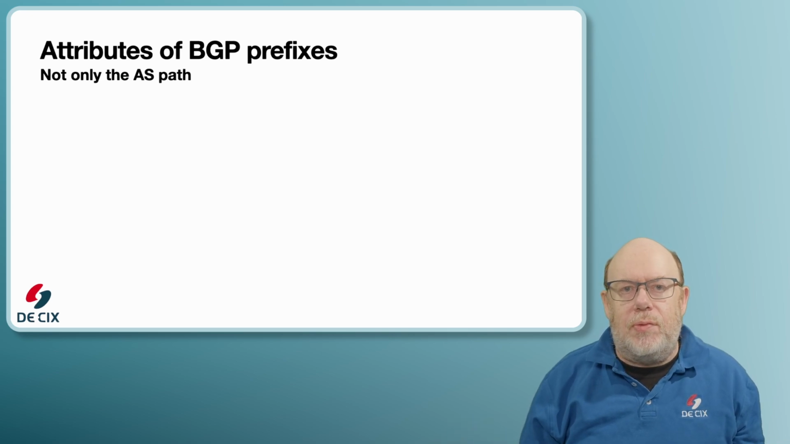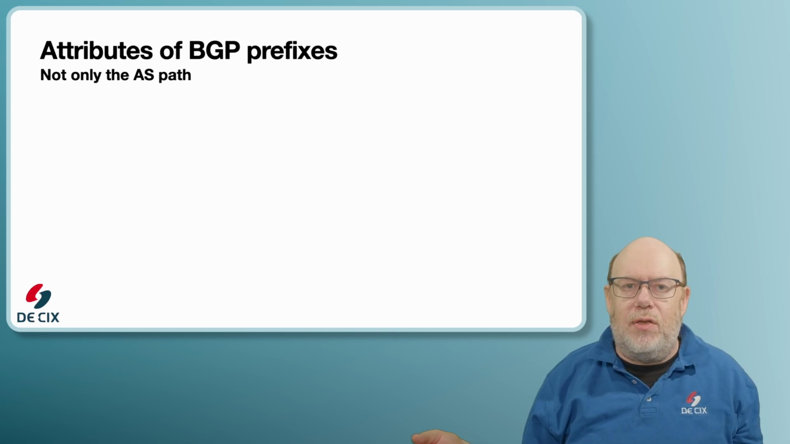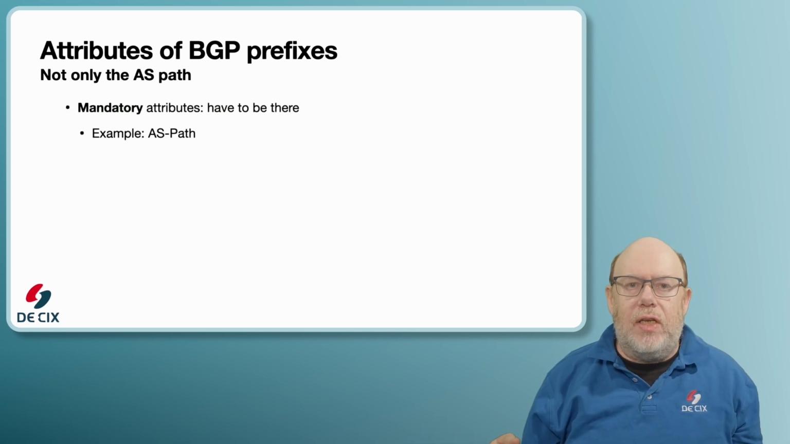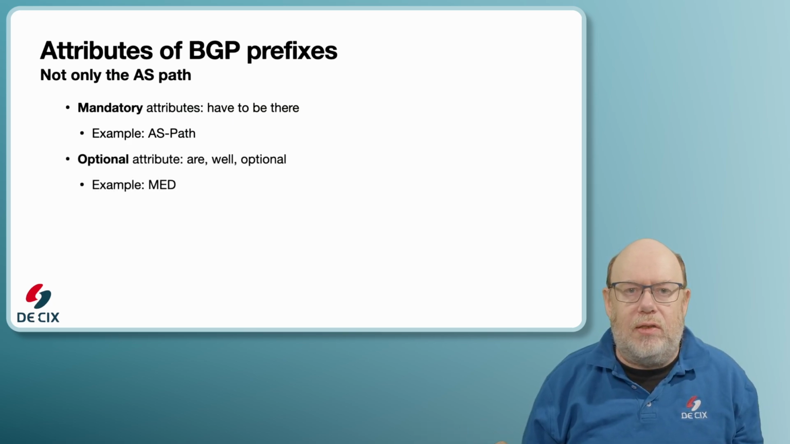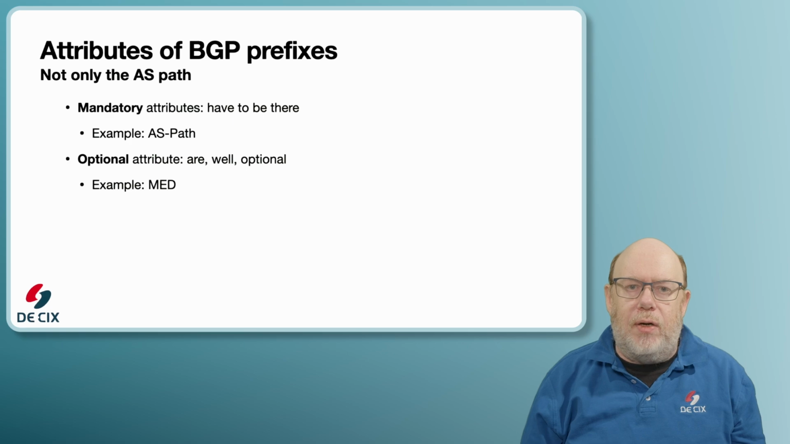BGP announcements not only have the AS path as an attribute, there are other attributes in the BGP announcement as well, and we will learn about them in the next videos. In general, there are two types of attributes. There are mandatory attributes, ones that have to be there. For example, the autonomous system path, it has to be there. And there are optional attributes. They don't have to be there, they are optional. MED, we will learn about that next video, is such an optional attribute.